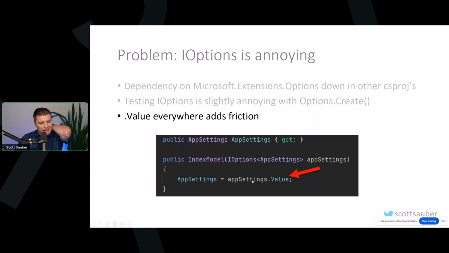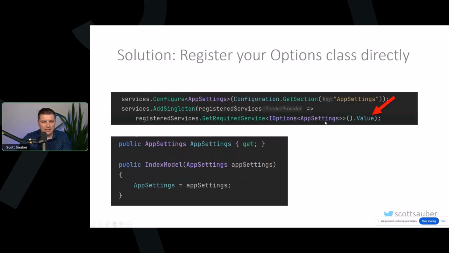So you can't just say, hey, grab me the thing. I have to do dot value and whatnot, which, if you're assigning it to a field or a property or something like that, is just kind of annoying to do. So instead what I do is I register my options class directly. What I mean by that is I still have this one line up here that's saying, hey, configure app settings, and here's the section I want you to grab, just like normal.